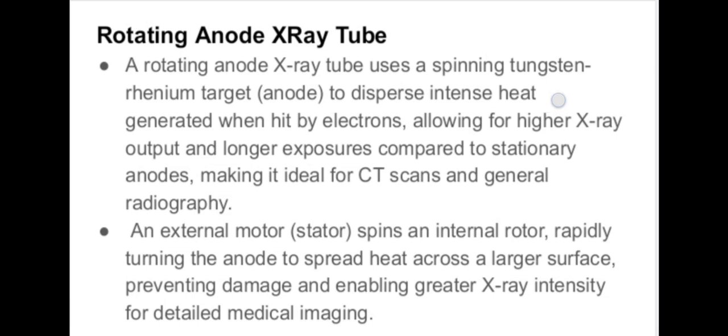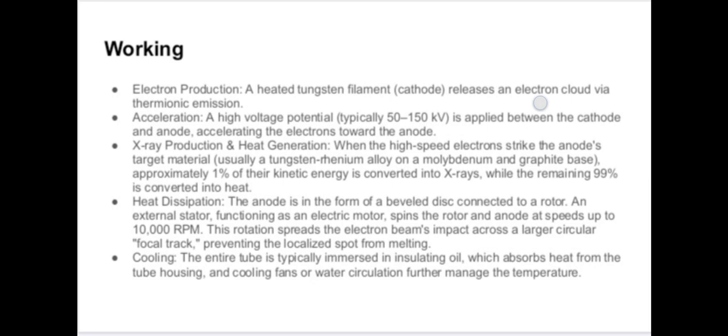Next is the working principle. First is electron production. A heated tungsten filament, that is the cathode, releases an electron cloud via the thermionic emission process. Then a high voltage potential, about 50 to 150 kilovolt, is applied between the cathode and anode, accelerating the electrons towards the anode.